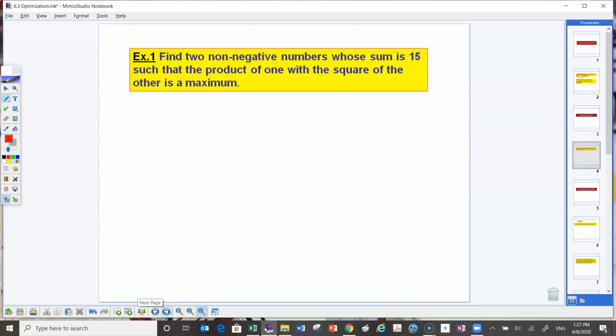So we're asked to find two non-negative numbers whose sum is 15, and the product of one number with the square of the other is a maximum. Okay, there's a lot going on here, so let's start. First of all, we want to find two non-negative numbers, so we need two variables. I'm going to let x equal the first non-negative number, and y equal the second non-negative number.